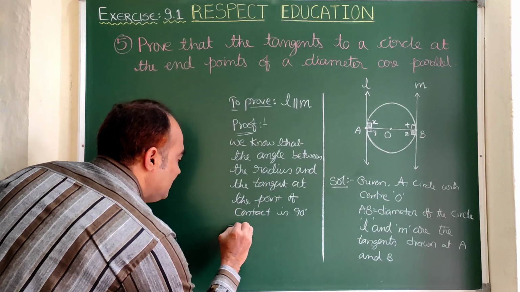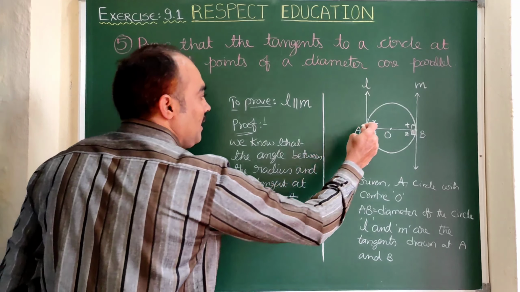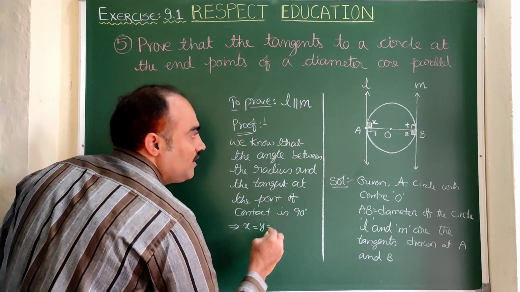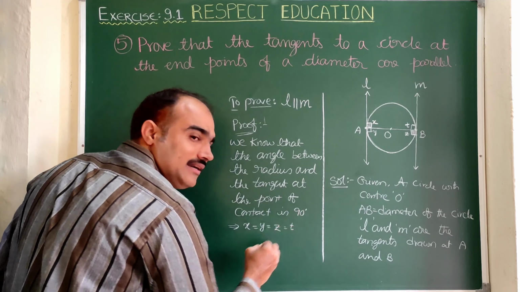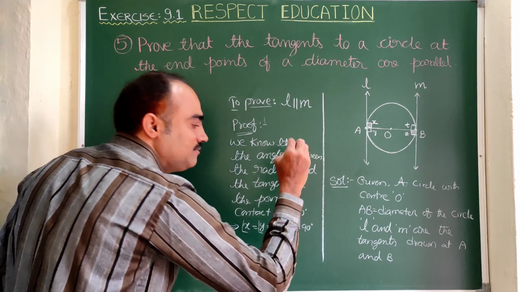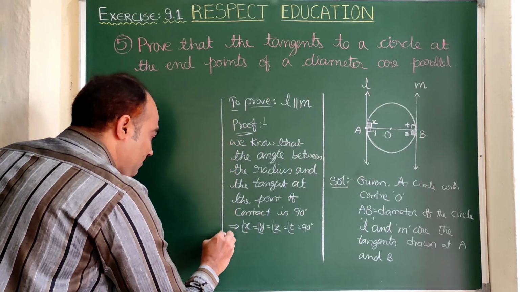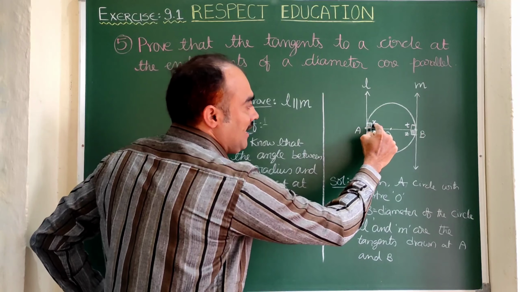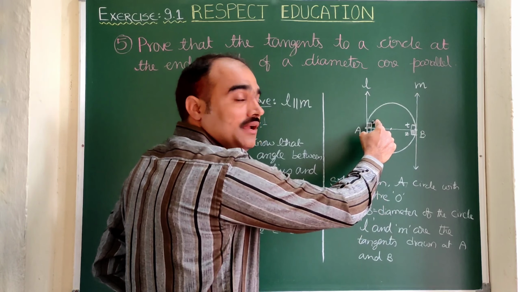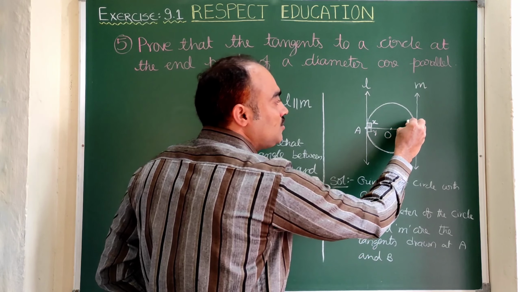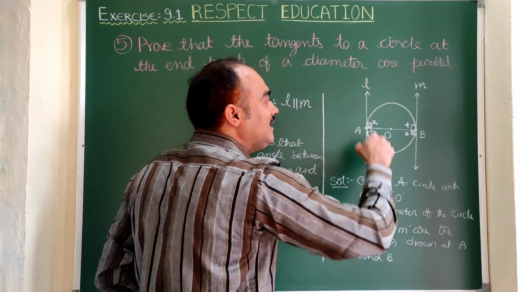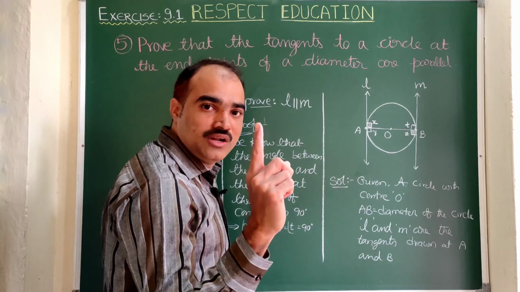So here we can write, that implies, angle X is equal to angle Y is equal to angle Z is equal to angle T. Each of these angles is equal to 90 degrees, right? Now here, if you consider X and Z, those are interior alternate angles. If you consider Y and T, those are also interior alternate angles. Since the interior alternate angles are equal, the lines are parallel, means L is parallel to M. That is one of the ways to prove.